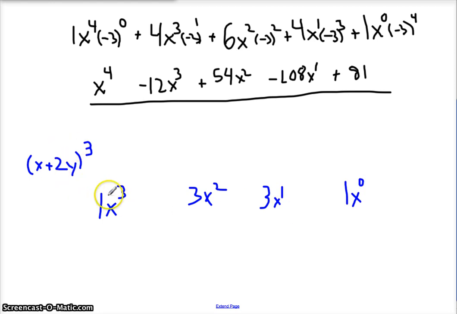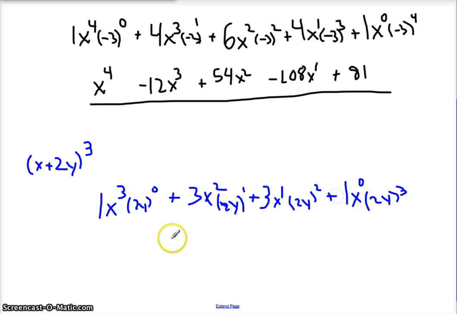All right, now I'm going to take my second term, that's 2y. So this is going to be 2y to the 0, right? I started at 0 and worked my way up, 2y to the 0. And then 2y to the 1, 2y to the first power. And then I have 2y to the second power. And then I have 2y to the third power. There we go. Okay, remember these just have addition signs in between them. So now we have to go ahead and simplify this.